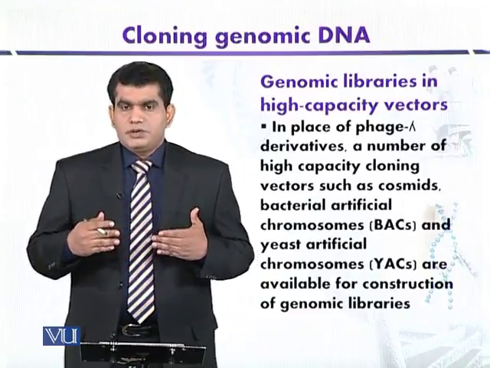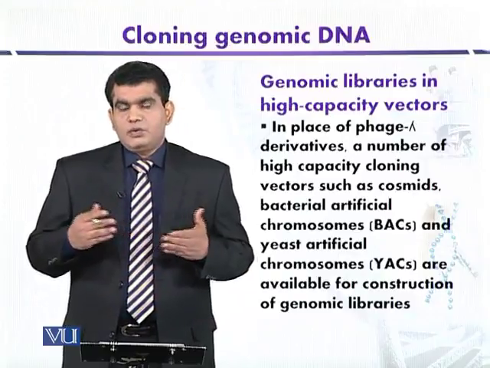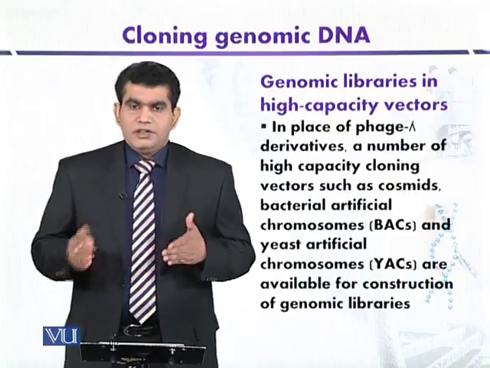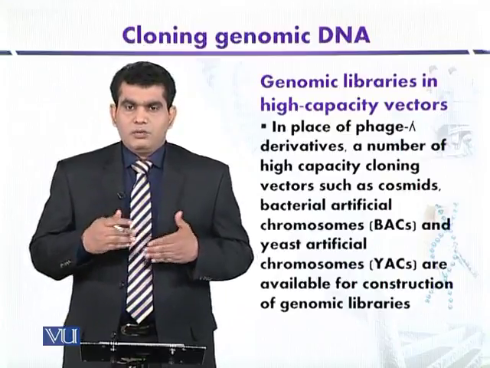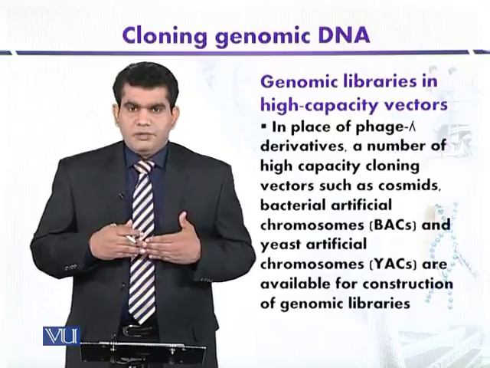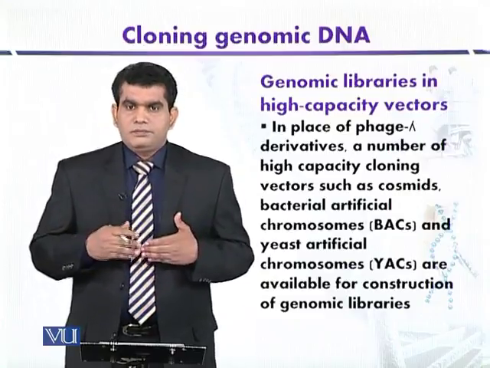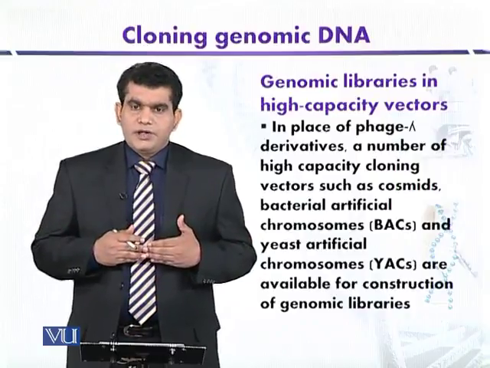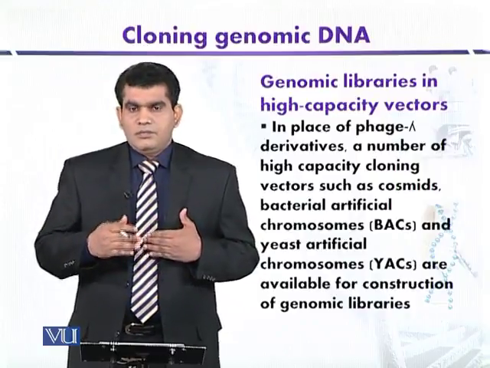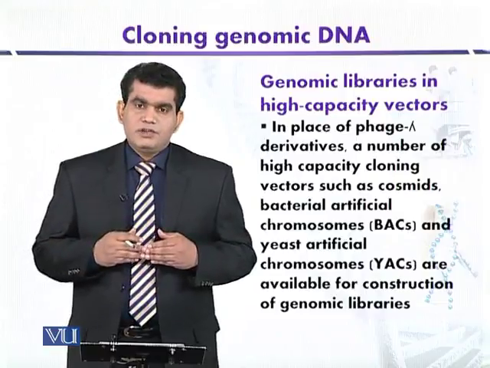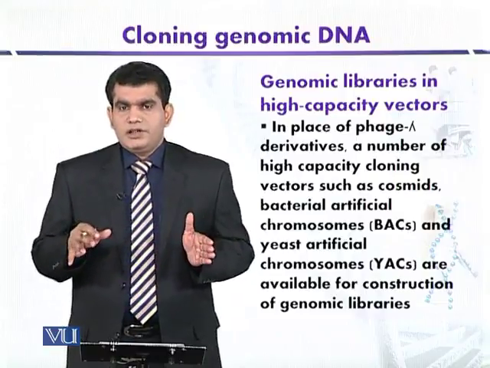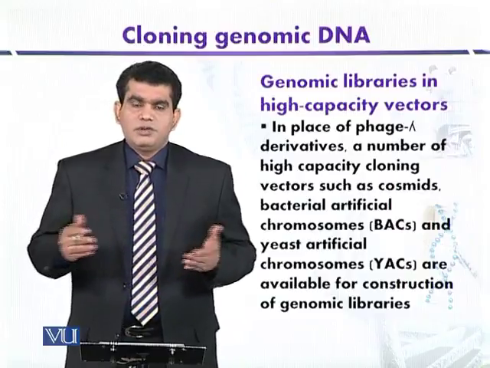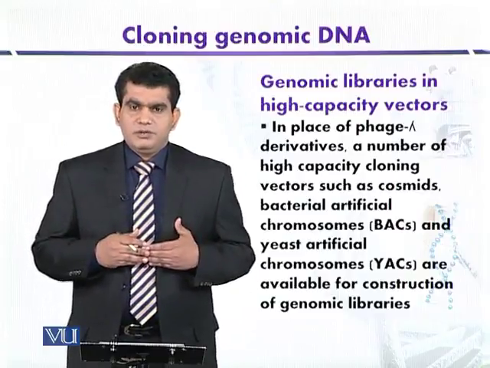we can also use high capacity cloning vectors. As I told you, bacterial artificial chromosome or yeast artificial chromosome, because they can clone comparatively larger DNA fragments. Like bacterial artificial chromosome, they can clone around 200 kilobase DNA fragments, and in the case of yeast artificial chromosome, the DNA length may be more than 200 kilobase, maybe up to 2000 kilobase. So larger DNA fragments are produced.